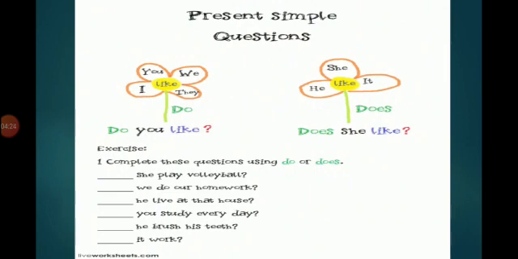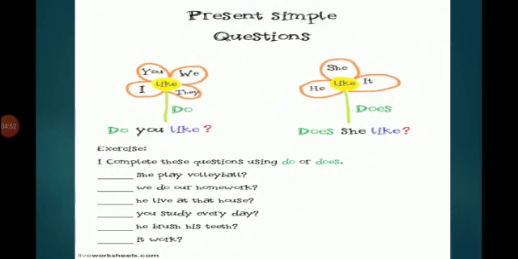Number 2. We do our homework. Here the noun is we. And with we, what can I use? I use do. So the answer is: do we do our homework? Number 3, he live at the house. The noun here is he. So with he, what can I use? I can use does. So, does he live at that house? This is a question.